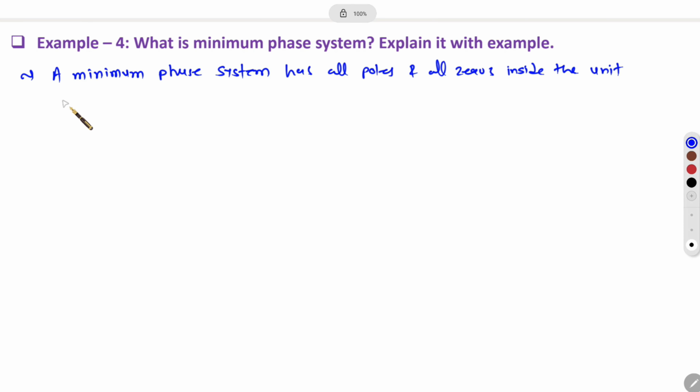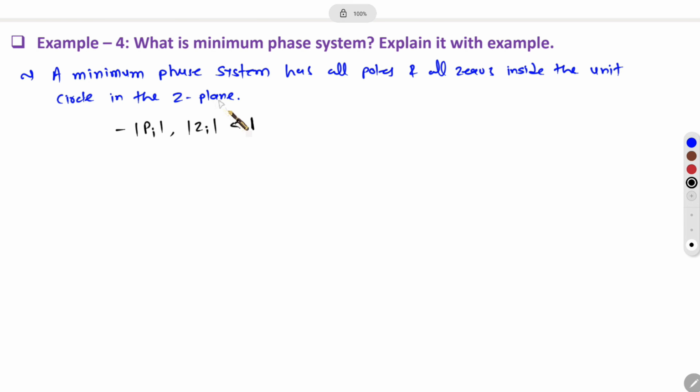So for a minimum phase system, one should know that all the poles and all the zeros should have values lower than unit. It means all the poles and all the zeros are inside the unit circle in the z plane, right? In that situation, one can say the given system is a minimum phase system. So here we need to check all the poles and all the zeros, and that value should be lower than 1 in the z plane, right?